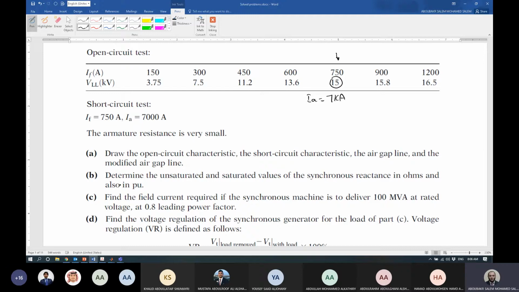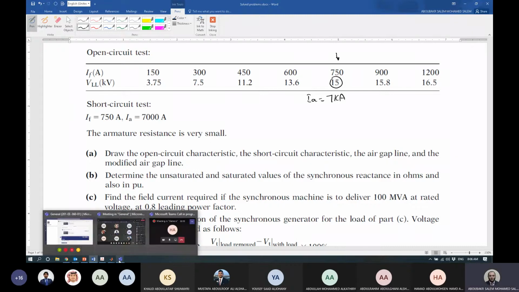So we need now to calculate the unsaturated and saturated values of synchronous reactance. Here we neglected from the beginning, it stated that the armature resistance is very small, so RA is neglected now. So we can consider the reactance as impedance. Is it right? Okay, who can solve? How can we get the value of synchronous reactance now for the saturated case? Who can solve with me?